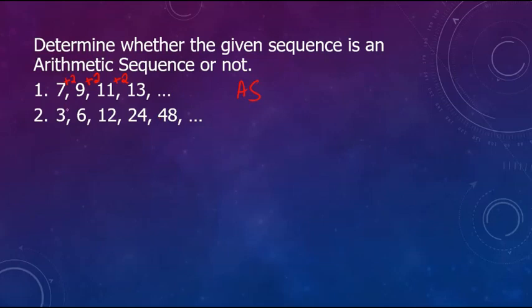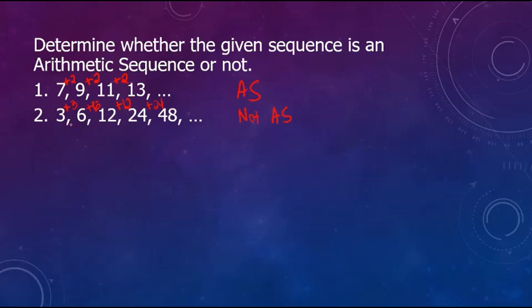So, kung makikita natin, 3, nag-add ng 3 para makuha si 6. 6, nag-add ng 6 para makuha si 12. 12, nag-add ng 12 para makuha si 24. 24, nag-add ng 24 para makuha si 48. Tingnan nyo yung number na ina-add. 3, 6, 12, 24. Pare-pareho ba? Diba? Hindi. So, therefore, this is not an arithmetic sequence. Dapat pare-pareho yung number na ina-add nyo.